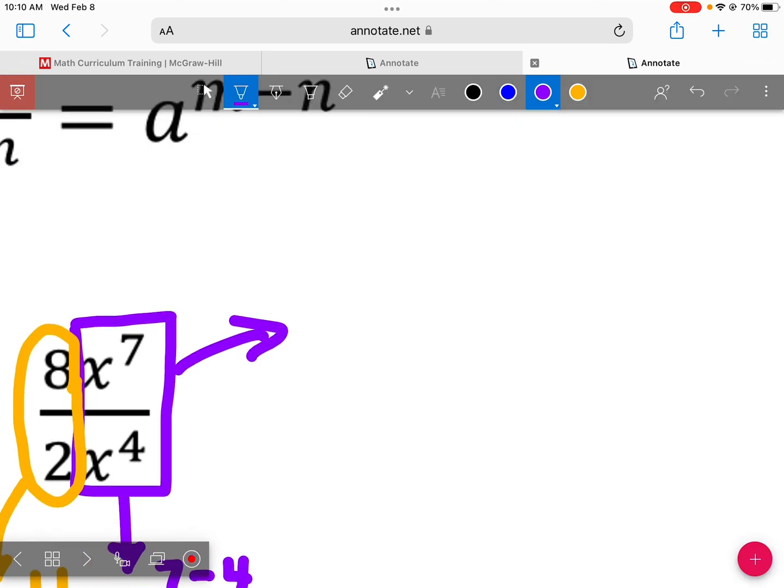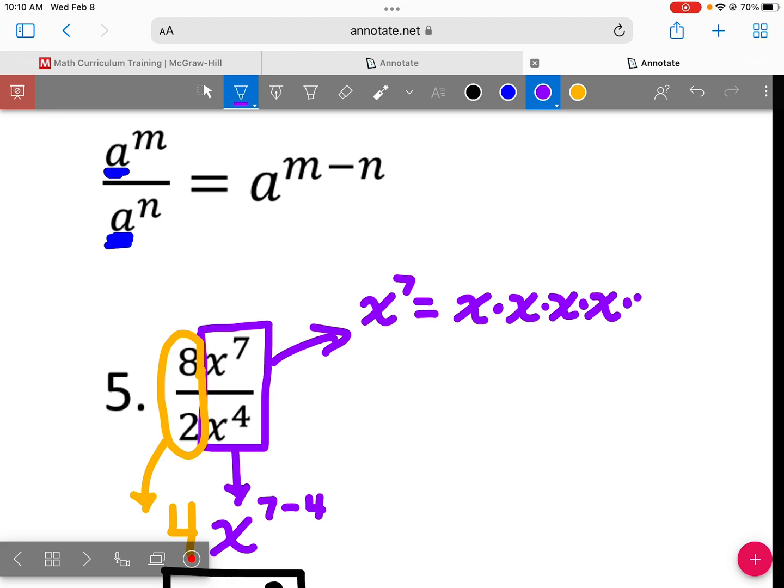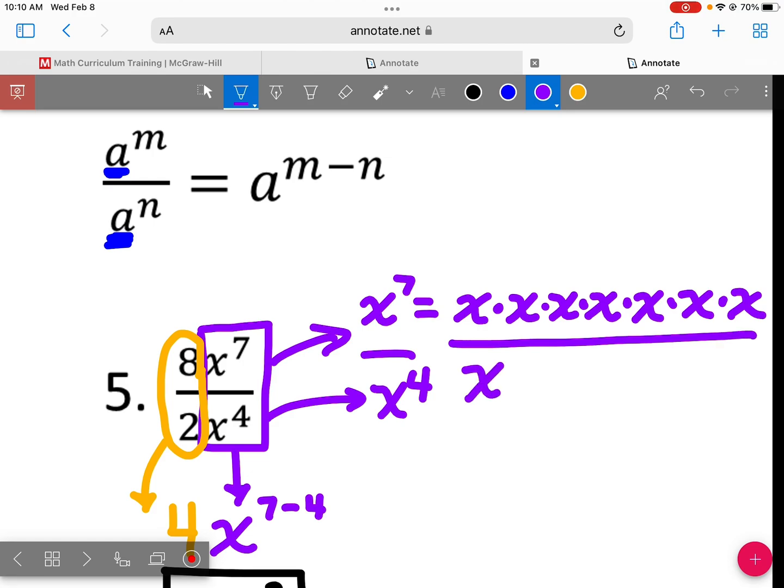This piece I can write out and explain why. X to the 7th would be 1, 2, 3, 4, 5, 6, 7. X to the 4th would be x times x times x times x.